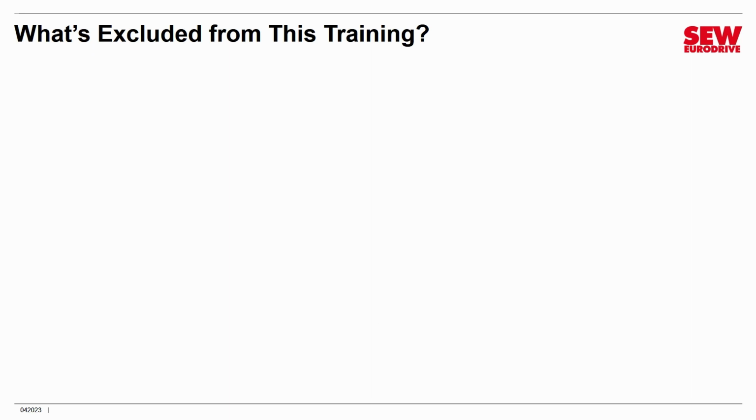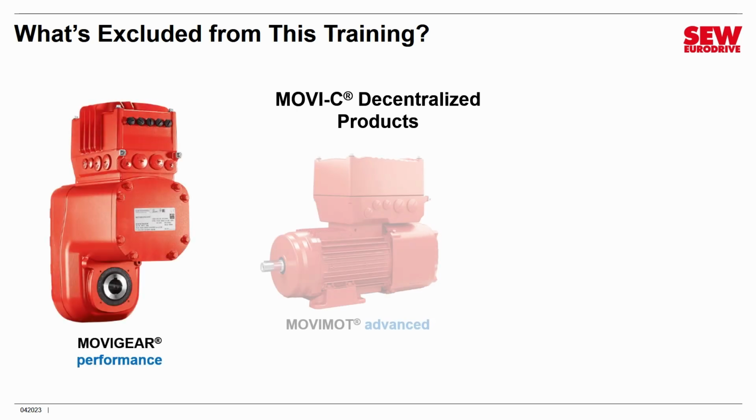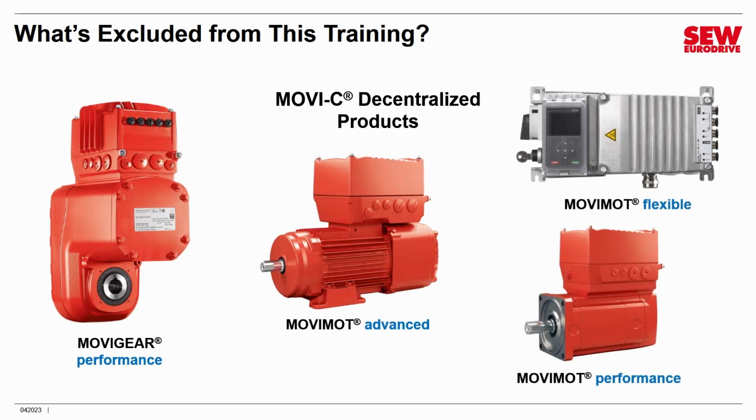Now, what is not in this training? What are we excluding from it? Well, we are not going to cover the decentralized products. There are a lot of decentralized products. Again, look for a training for these in the near future. We definitely will be preparing trainings on these. These products right now include MOVI-Gear Performance, MOVI-Mod Advanced, MOVI-Mod Flexible, and MOVI-Mod Performance. These are exciting products. I've started working with them and I just love them. And I can't wait to prepare a training for these either, but we're not covering them in this class.